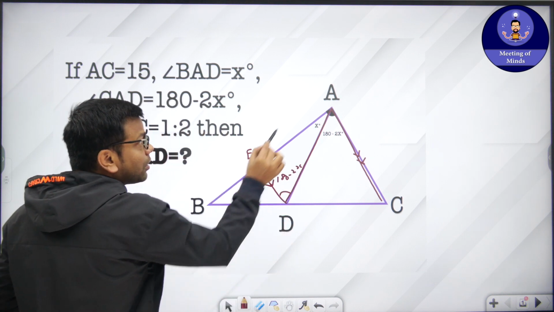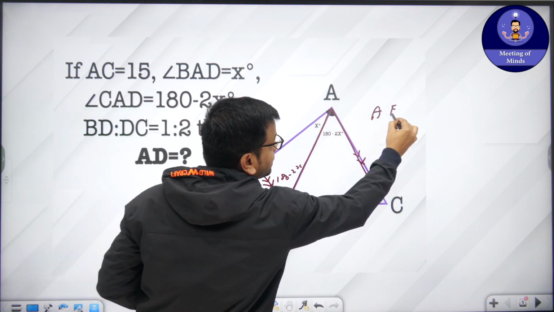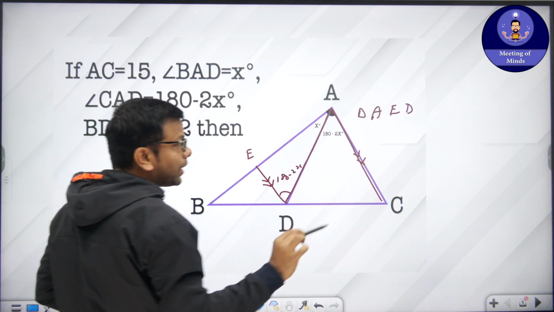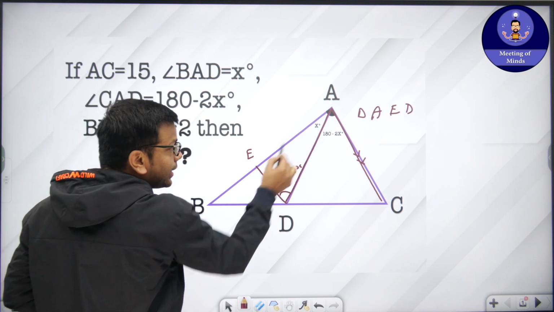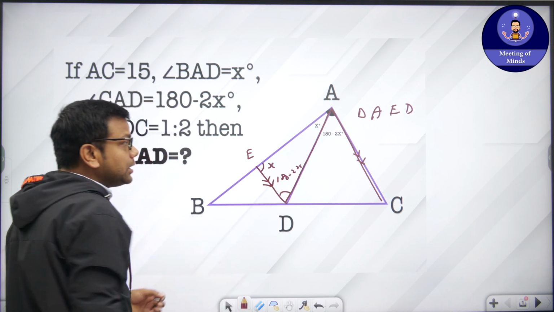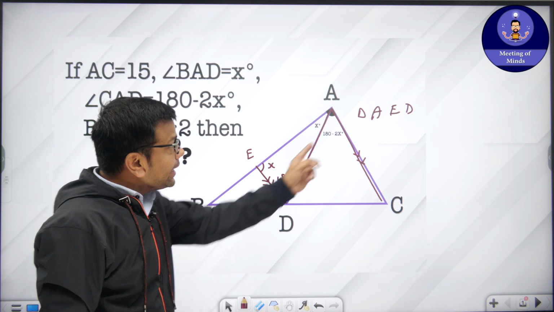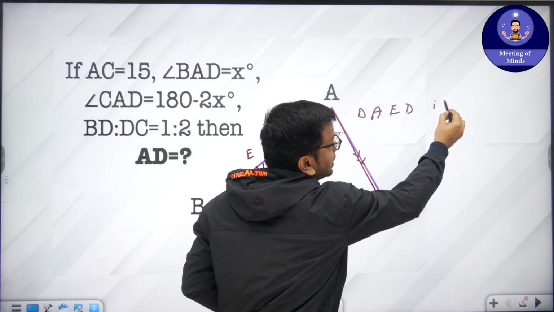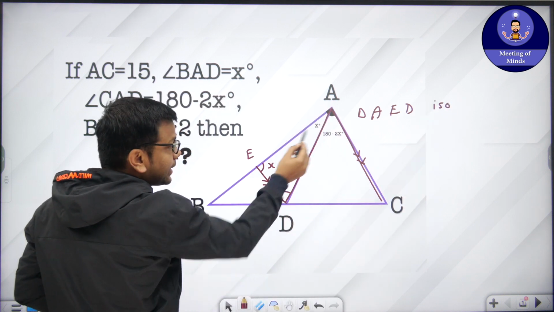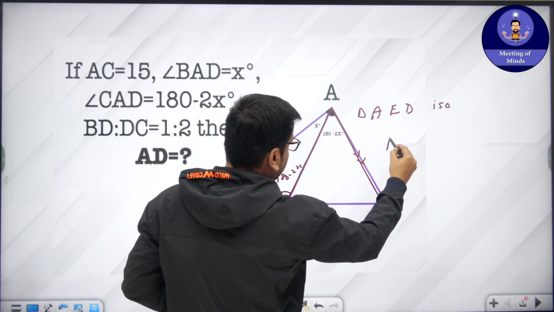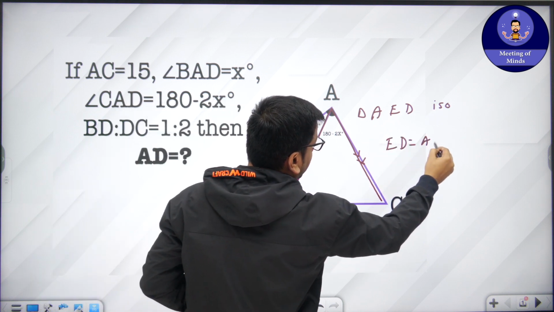If we work on the triangle AED, the summation of all angles should be 180. So 180 minus 2x and x, this must be x. I hope it is okay. So can we say AED is an isosceles triangle with base angles x and x? So can we say the ED length is actually equal to AD length?